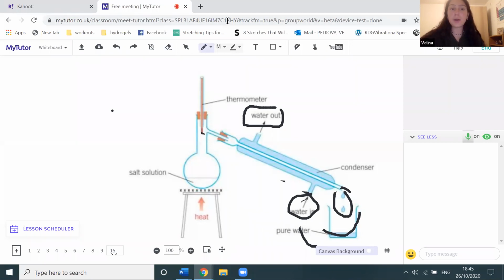We use filter paper as otherwise your solid will just run through the funnel. The filter paper is what catches your solid. Okay, and then in distillation, the salt would just remain in this beaker. So the salt would just be left over here as a solid.